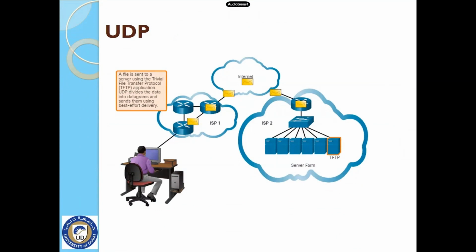So this is a simple example here. A file is sent to a server using the Trivial File Transfer Protocol, TFTP, using UDP. And notice the user sent a message, it goes through this router, this router chose another router and so on, it goes over the cloud, to the internet, received by another service provider at the destination, there is a switch, and there you go, this is the TFTP server. But there is no, let's call it, back propagation or confirmation or acknowledgement to the user. He just sent a message. He has no idea whether the message was delivered or not.